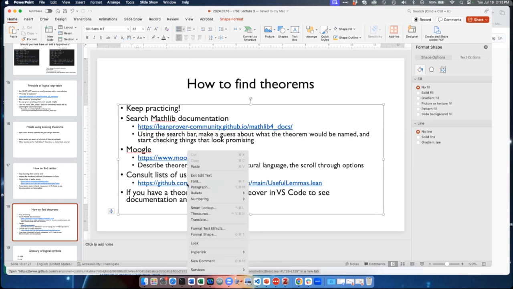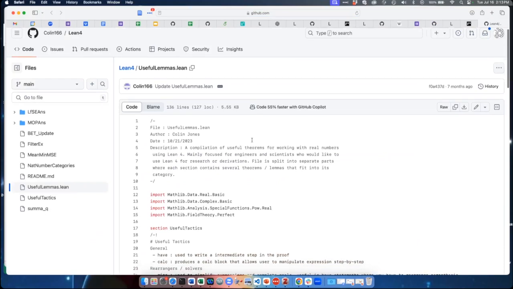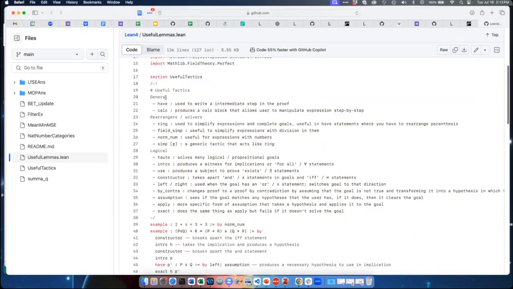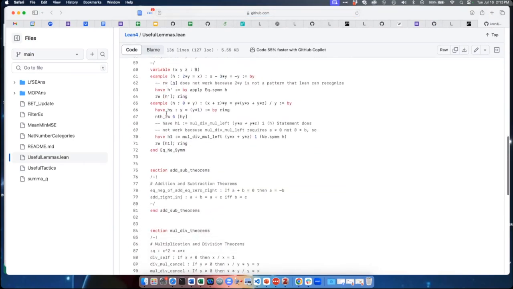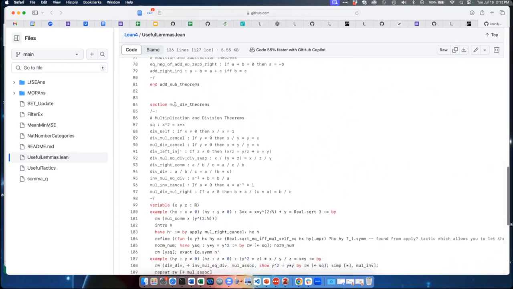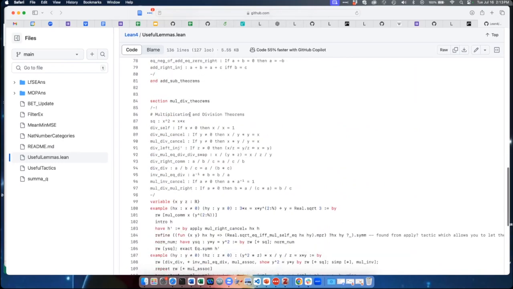Here there's a link to what Colin Jones created, a list of useful lemmas. He's been developing proofs in science and engineering things for about a year now. And here's a reminder of useful tactics to deal with things. Check it out, okay? A bunch of theorems involving addition and subtraction. A bunch of theorems involving multiplication and division of things.